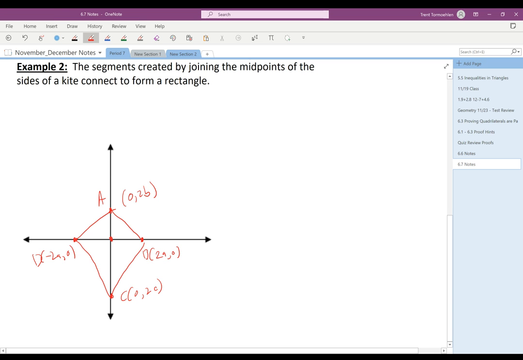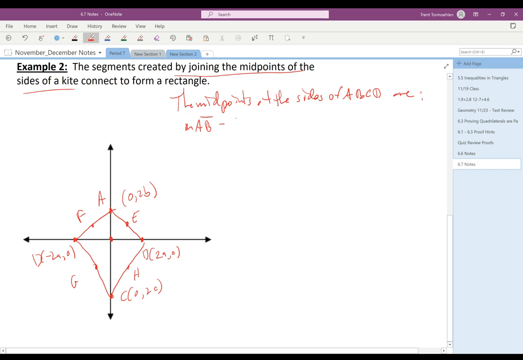Well, we need to start by finding the midpoints of the sides of the kite. So we say the midpoints of the sides of A, B, C, D are, and then you go through and you calculate each of those. I'm going to call those E, F, G, H. So the midpoint of AB is going to be point E, and it's going to be 0 plus 2A over 2, and 2B plus 0 over 2. And so that just equals A comma B.